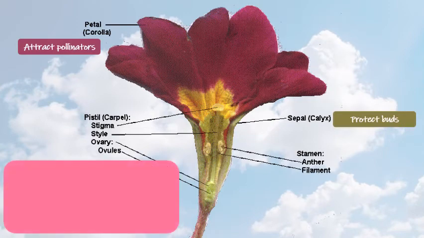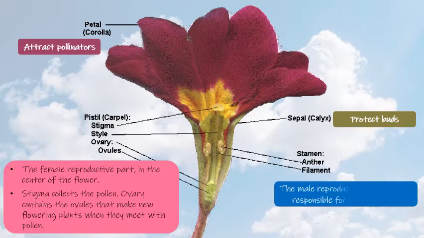The pistil. The pistil or the carpel is the female. It is the girl with 3 parts, stigma, style, ovary. The ovary holds the ovule inside. So the pistil is the female reproductive part. The stigma catches the pollen, and then these pollen grains go to the ovary, and when the pollen meets an ovule, we will have a seed.